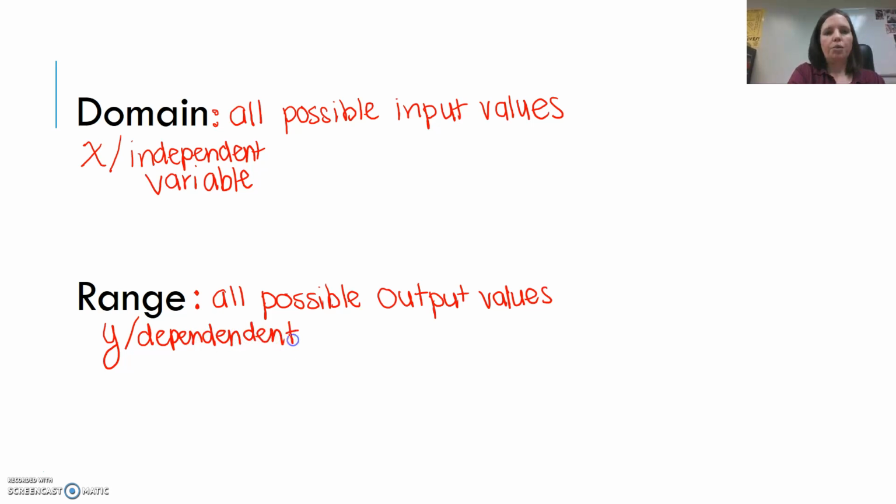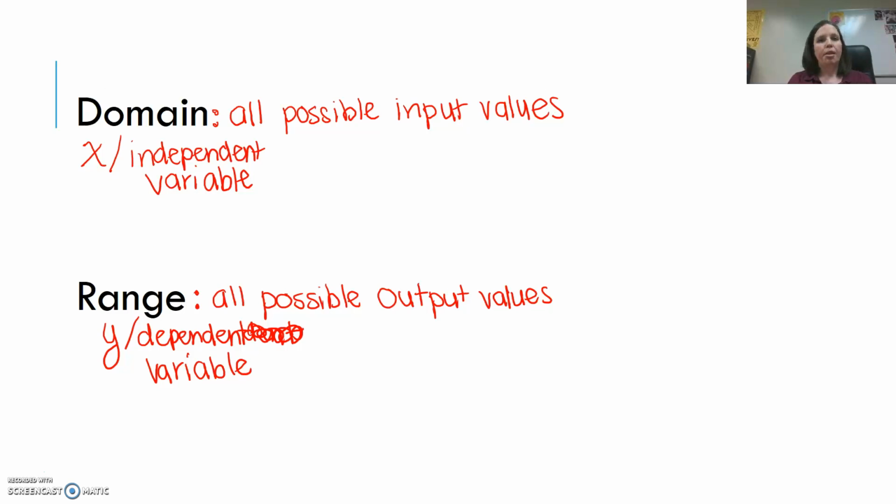So domain and range, I guess I misspelled that, we will do more with domain and range going forward, but it's a good place to start here with thinking of that idea of all of my possible values listed out.